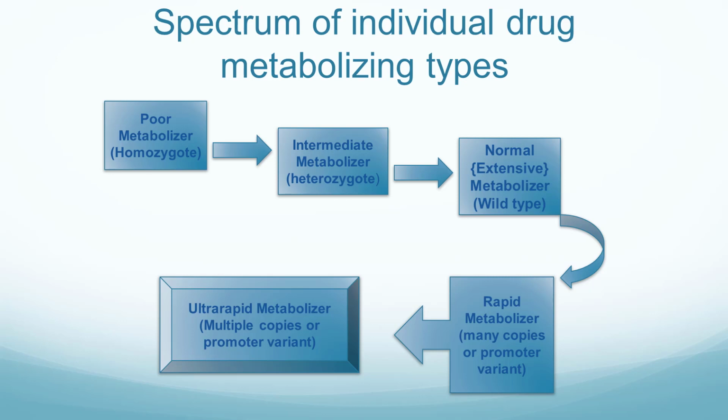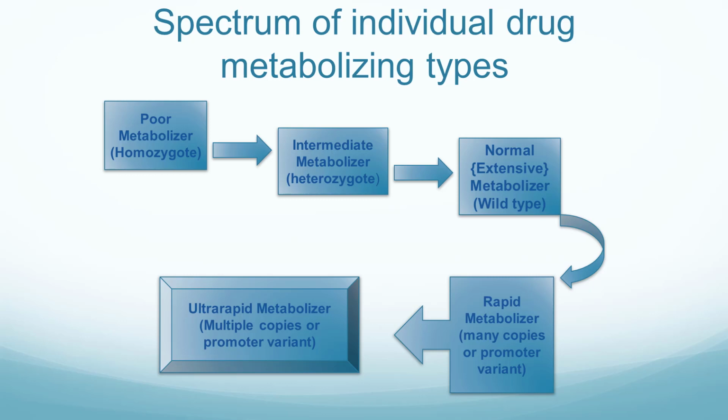Their body has inherited alleles that just don't code for a lot of the CYP gene that's needed, the CYP enzyme rather. Then intermediate, those are going to be a heterozygote. They're going to have one normal and then one different one that's a little bit slower.